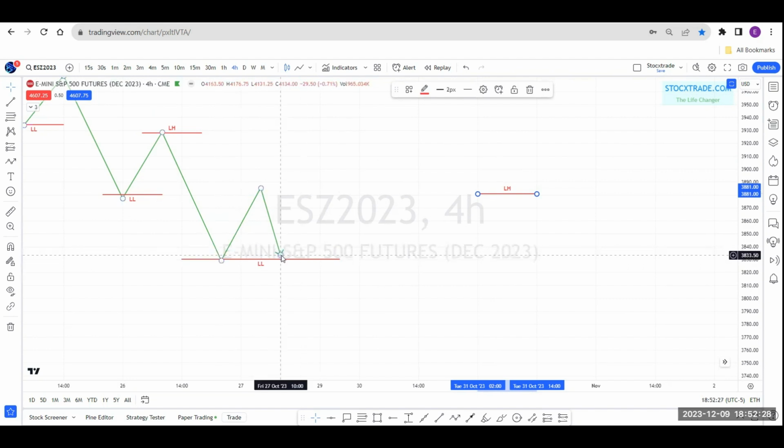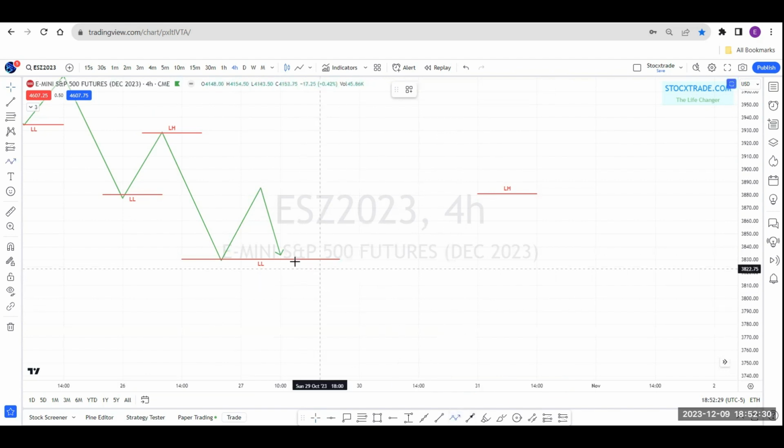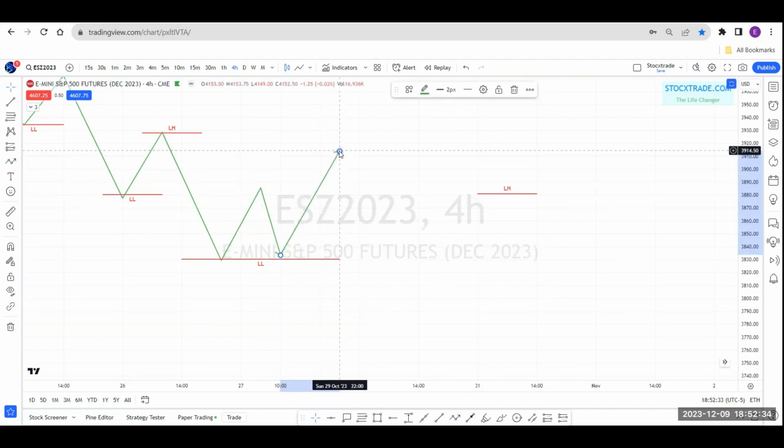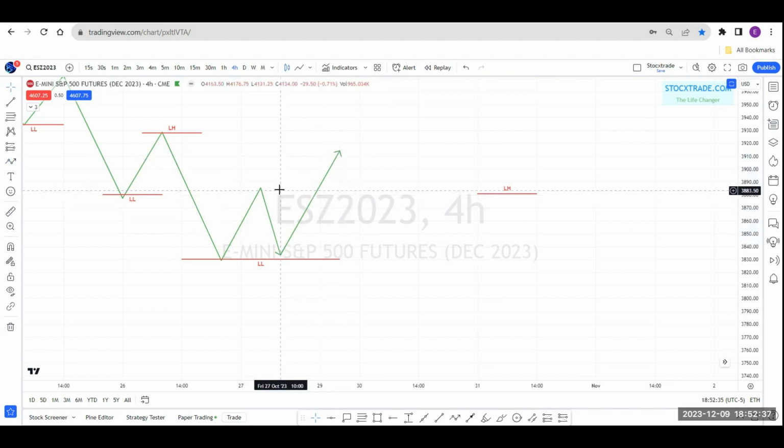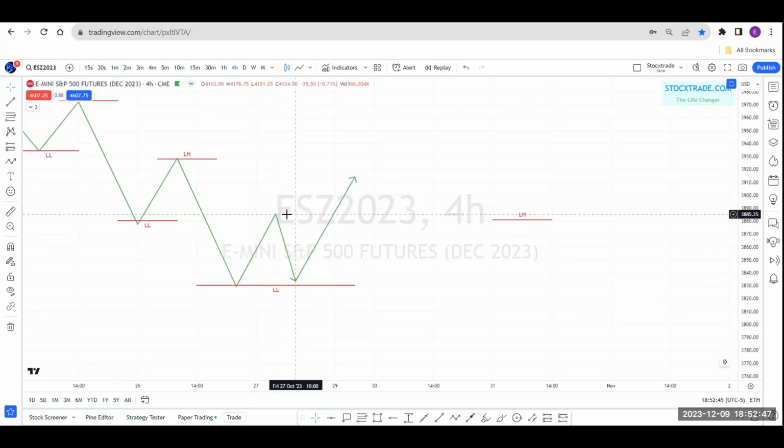Then what can the market do? The market can break this level. Suppose the market is here. So the market is breaking the previous high, right? And this is what? This is not a lower high, just a high. So the market is breaking this previous high, and this is your lower high. So there are differences between this level and this level.